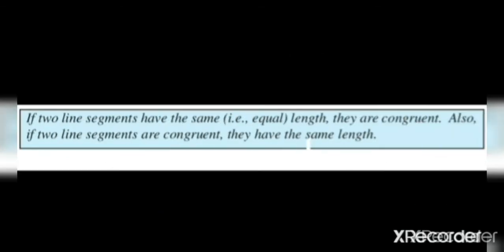If two line segments have the same length, they are congruent. And also if two line segments are congruent, they have the same length. So in this way we can say that if two line segments have the same length, they are congruent line segments. We can represent congruence in this way. Line segment AB is congruent to line segment CD.